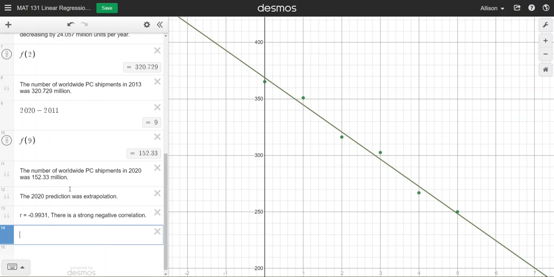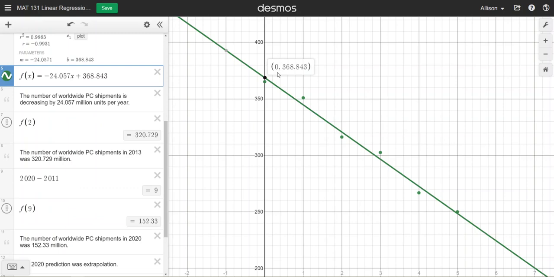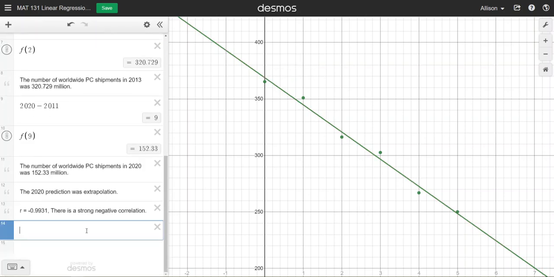So our vertical intercept, first, the vertical intercept is 0, 368.84. That's also the b value, since the b value is our vertical intercept value. So I'm going to make a quick note of that point.